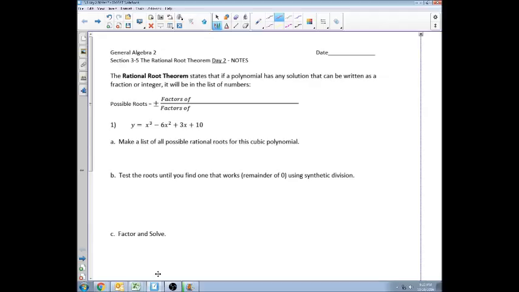The rational root theorem states that if a polynomial has any solution that can be written as a fraction or integer, it will be in the list of numbers. So my possible roots are plus or minus the factors of the constant term, which is the last number, over the factors of the leading coefficient.